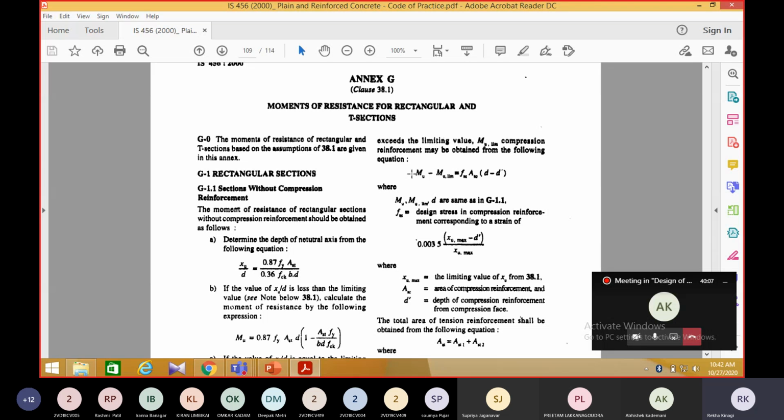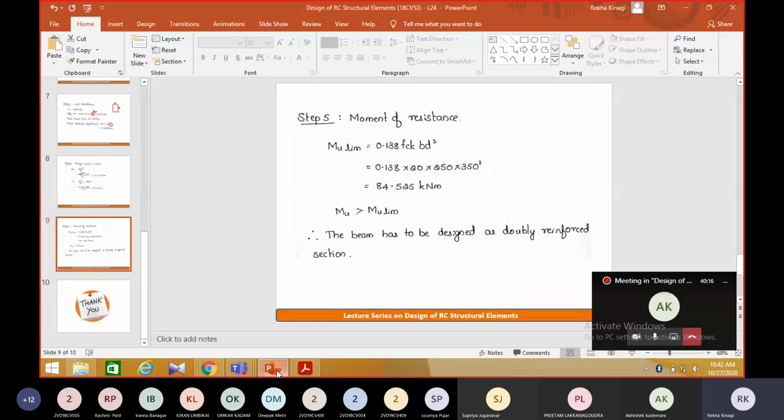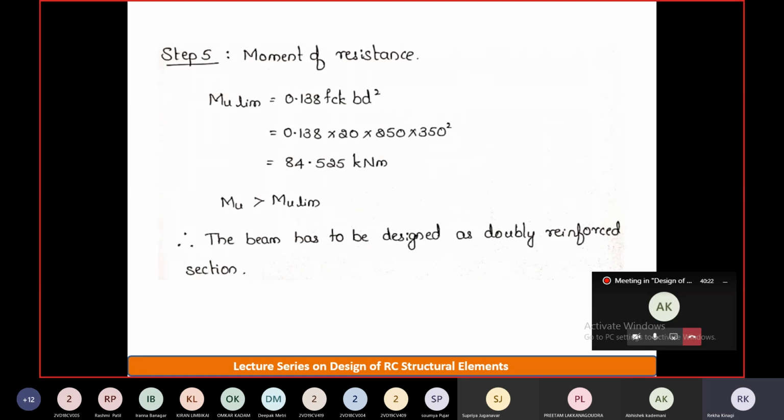So the design of tension reinforcement and compression reinforcement, we are going to deal with in the next class.